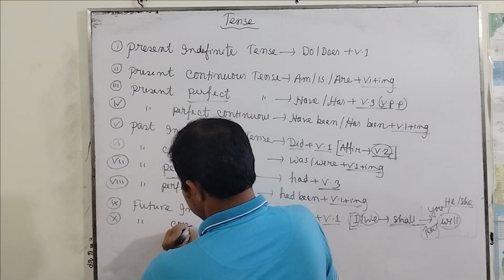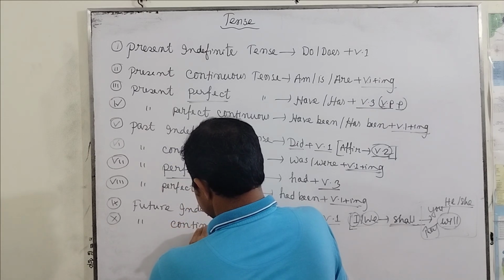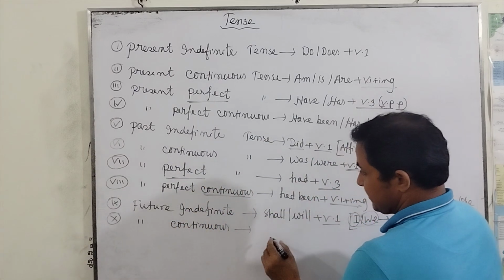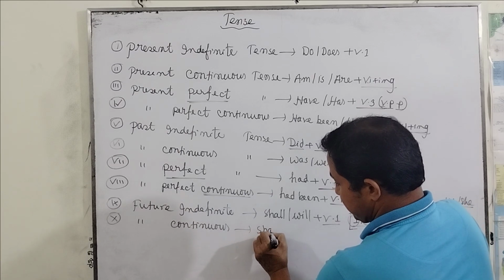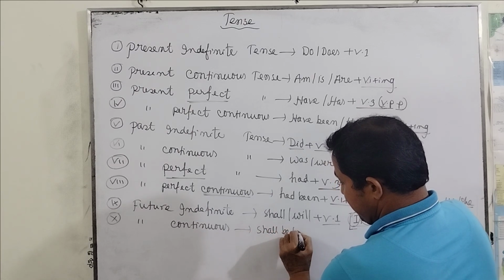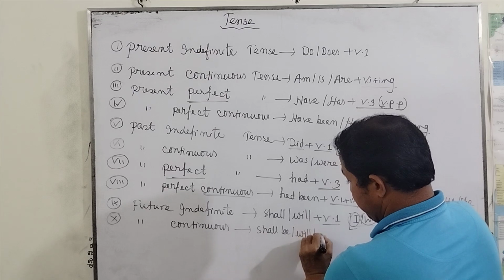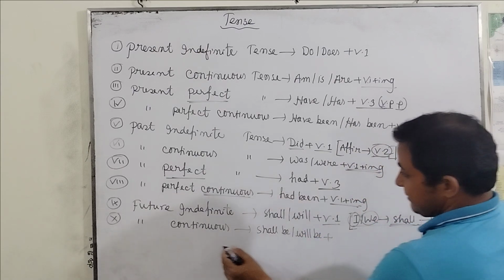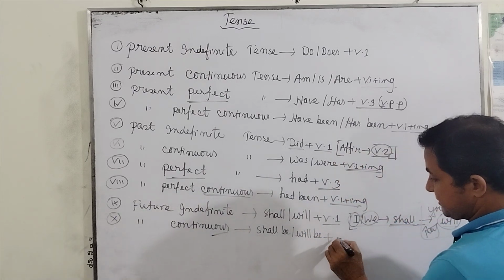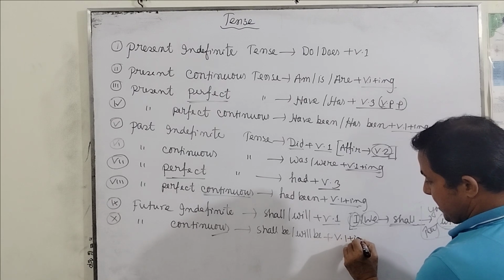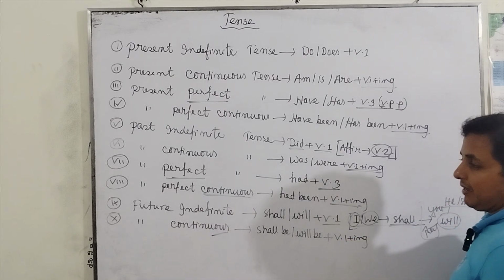Future continuous. Future continuous has the auxiliary verb shall be or will be. As in continuous tenses, again B1 plus ing.